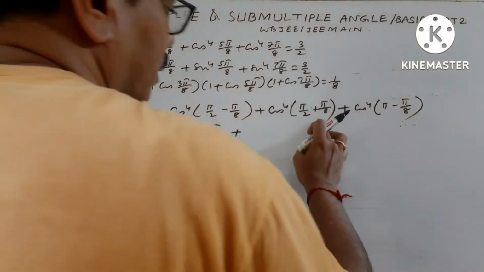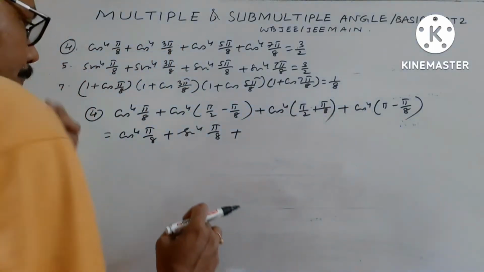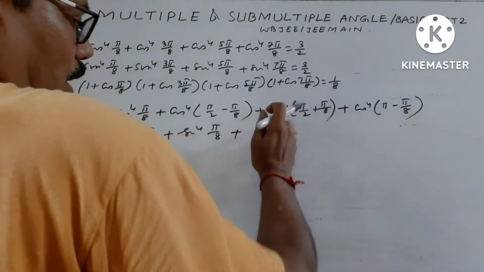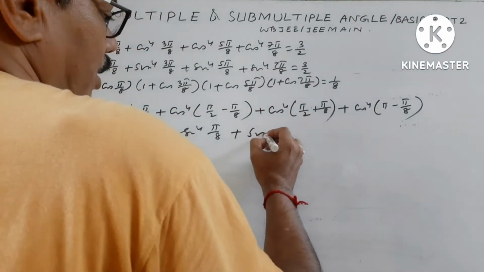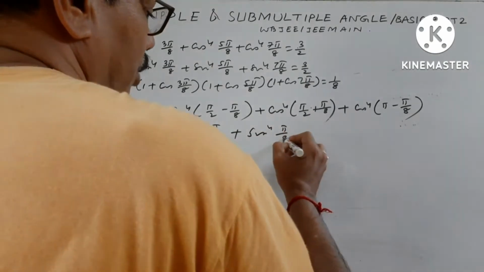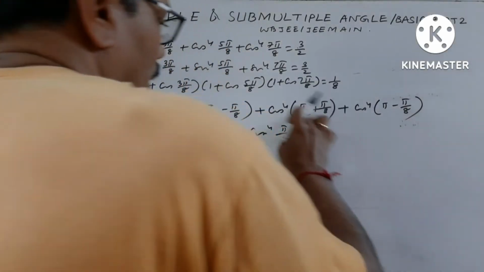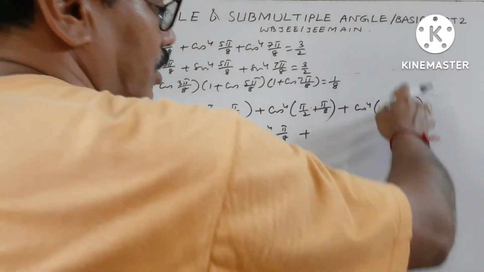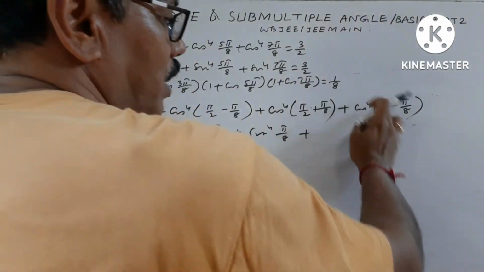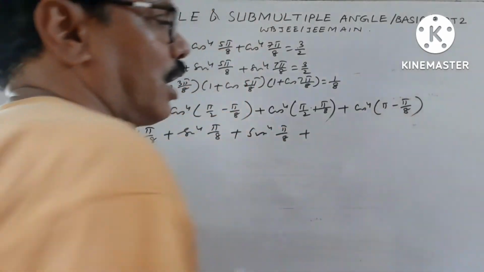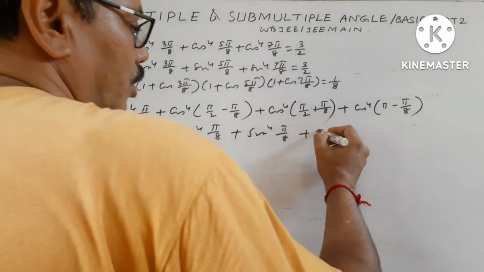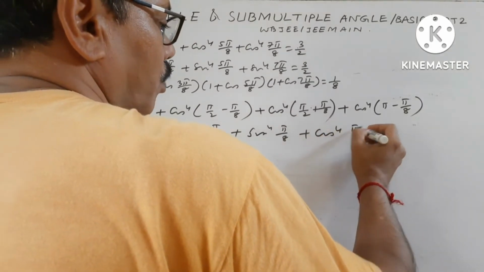Cos 90 plus theta is minus sin theta, but due to even power, it will again be sin to the power 4 pi by 8. This is minus sin, but even power. Cos pi minus theta, sorry, cos of 180 minus theta is minus cos theta. But due to even power, it will be cos to the power 4 pi by 8.